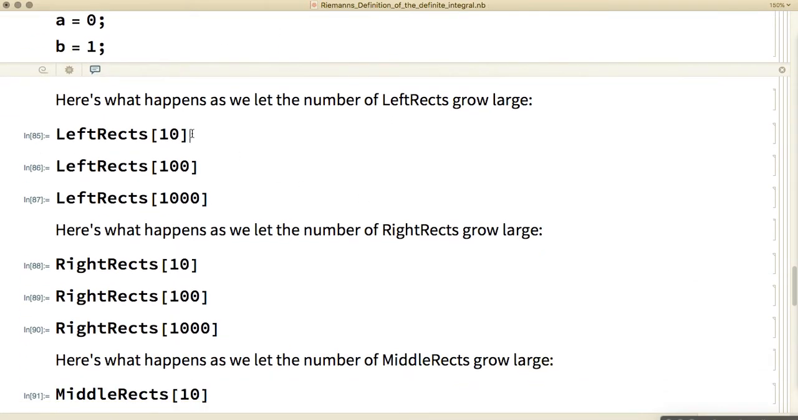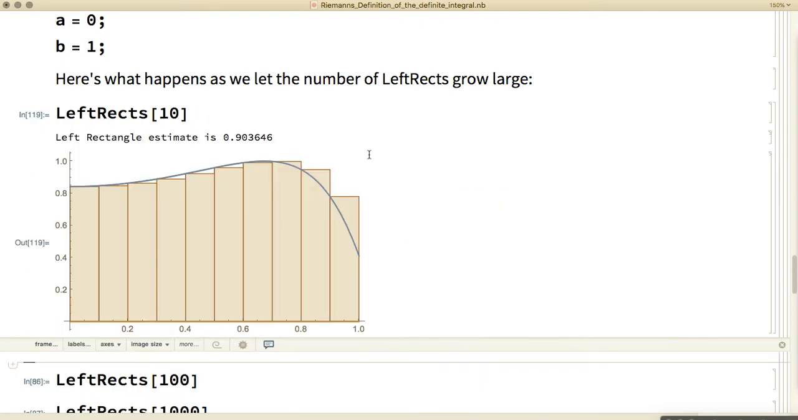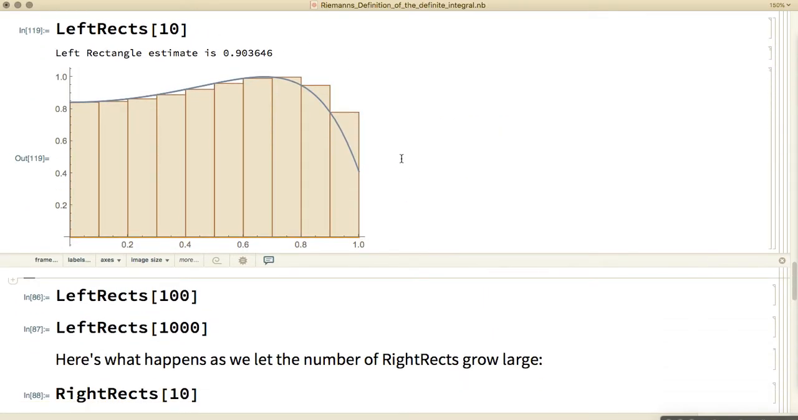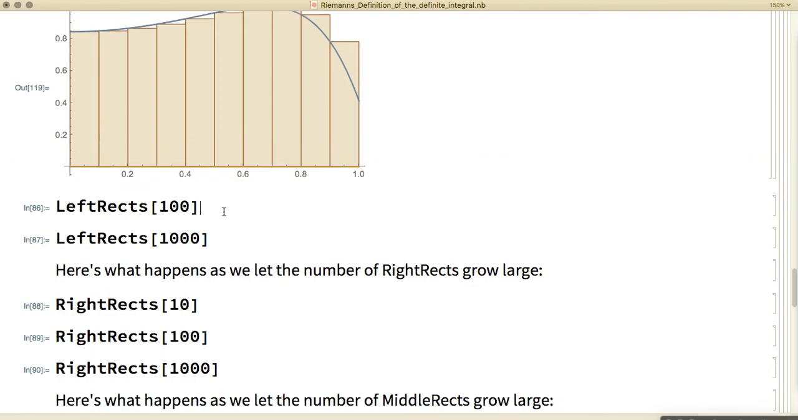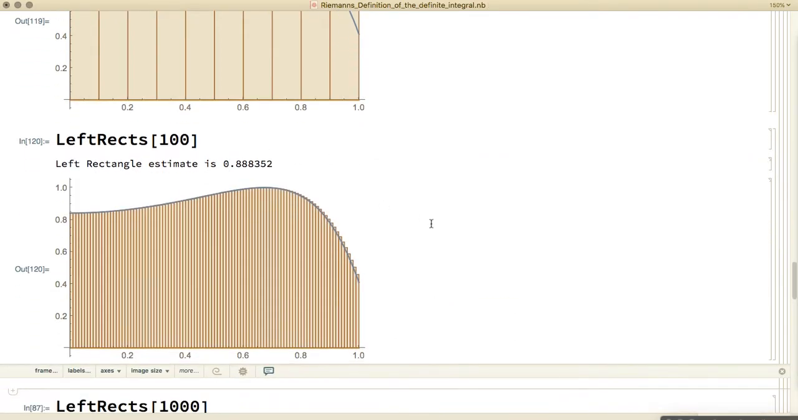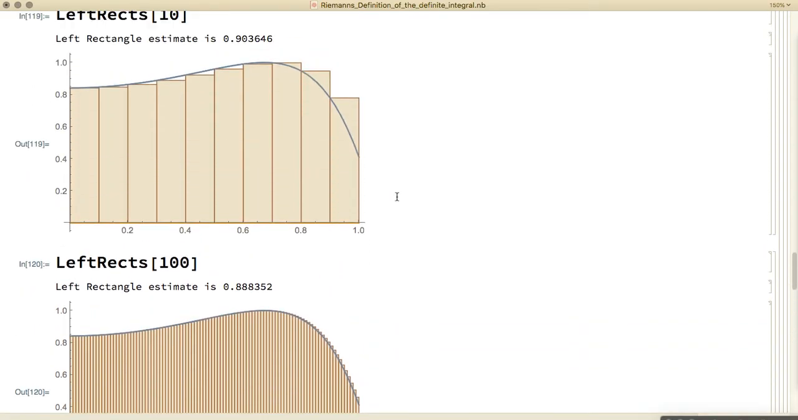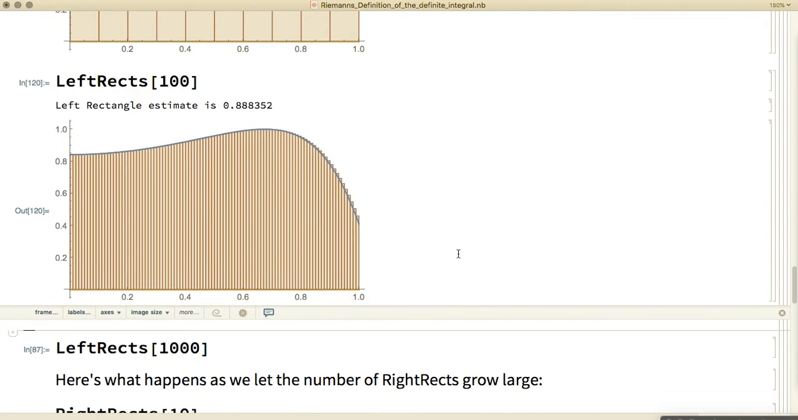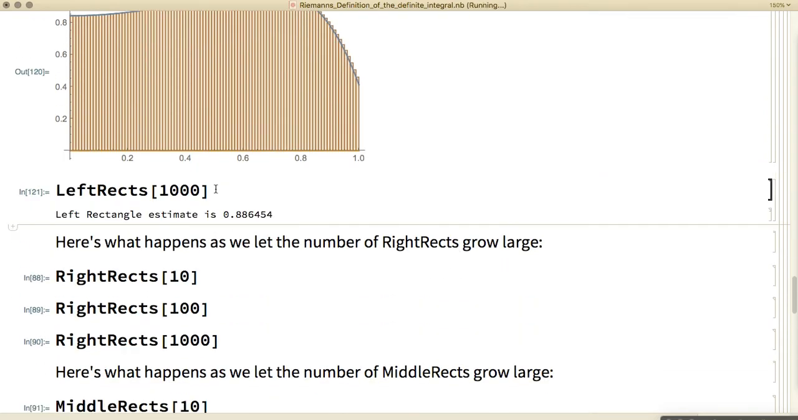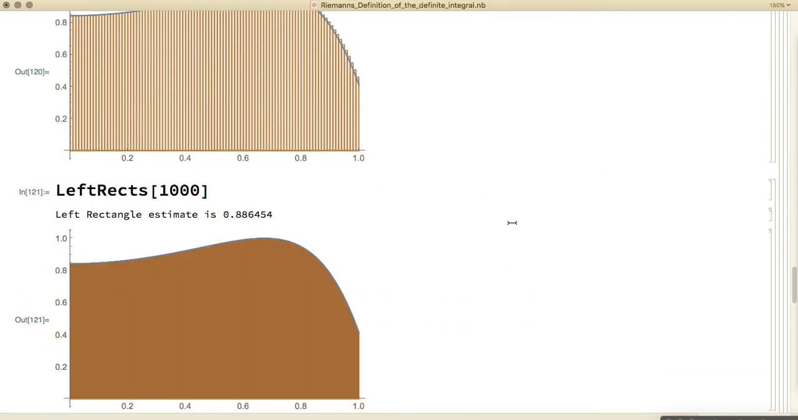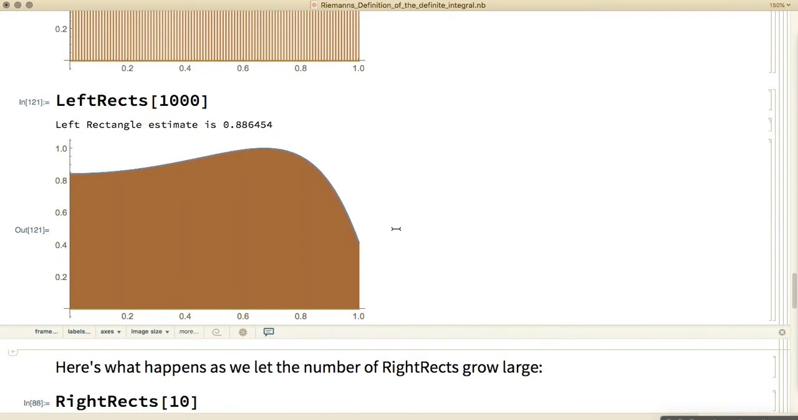So let's look at what happens when we let the number of left rectangles grow large. There's our 10 left rectangle estimate. Here's our 100 left rectangle estimate. And this area is clearly a much better match for the area than that one. And at 1,000 left rectangles, visually we cannot distinguish between 1,000 left rectangles and the actual area. And the estimate has now settled down to 0.886 something or other.